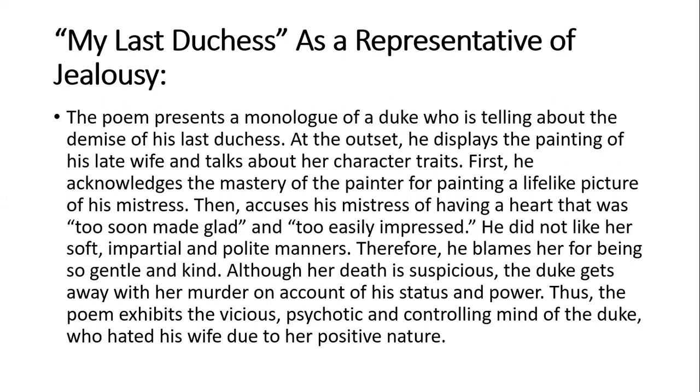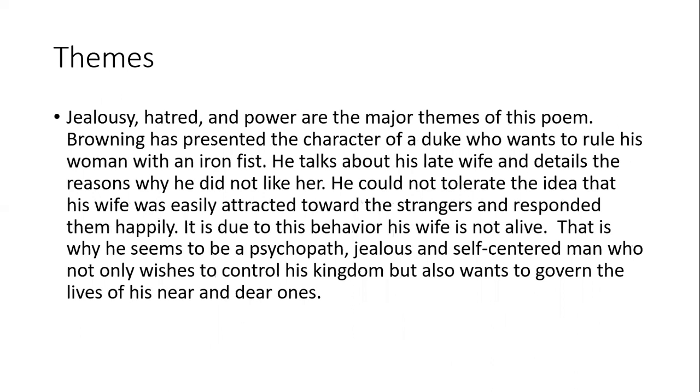Although her death is suspicious, the Duke gets away with her murder on account of his status and power. And this is evidence of the fact that power and conflict is pretty rampant in this poem. Thus, the poem exhibits the vicious, psychotic, and controlling mind of the Duke who hated his wife due to her positive nature.